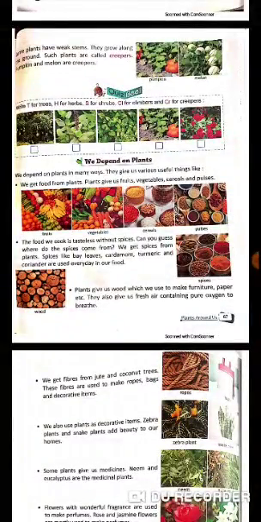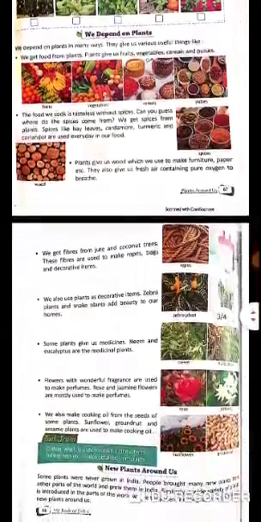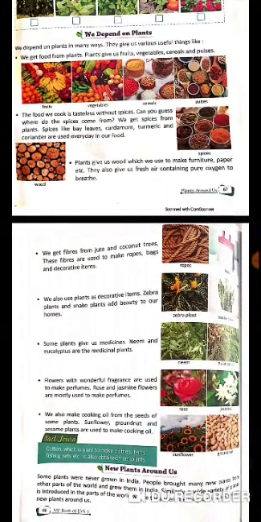Now, the next topic of our chapter is: we depend on plants. We depend on plants in many ways. They give us various useful things. First, we get food from plants. Plants give us fruits, vegetables, cereals and pulses.